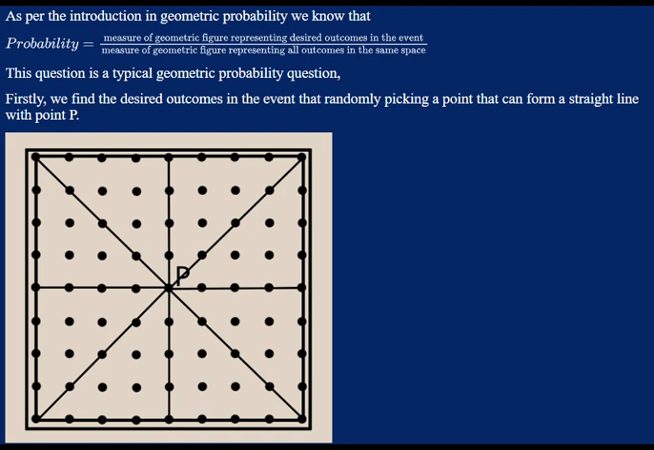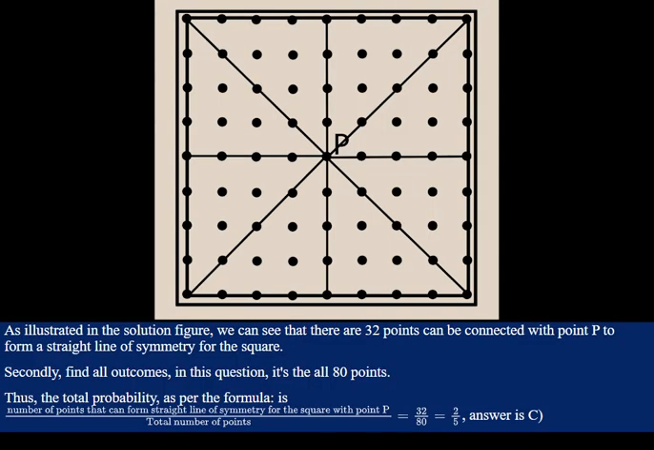So first, we can find the desired outcomes in the event by randomly picking a point that can form a straight line with point P. As you can see in the solution diagram, there are 32 points that can be connected with point P to form a straight line of symmetry for the square. Secondly, to find all outcomes in this question, it's all 80 points.